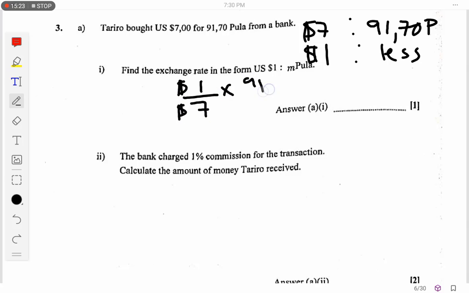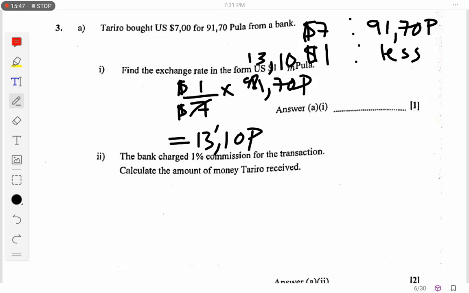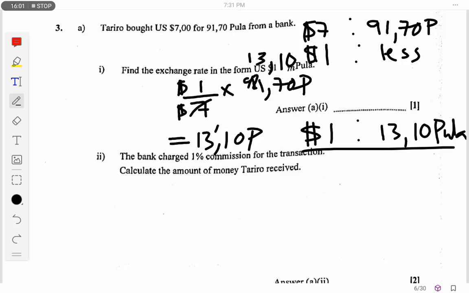times the 91.70 pula there. 7 into 9, 1 remainder 2, 7 into 21, that's a 3 remainder 0, 7 into 7, 1, 0. So you find out the answer there is going to be 13.10 pula. So the ratio now in terms of dollar to pula is going to be $1 as to 13.10 pula. So this will be your final answer there.